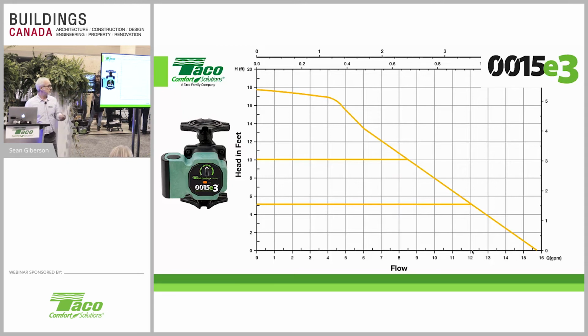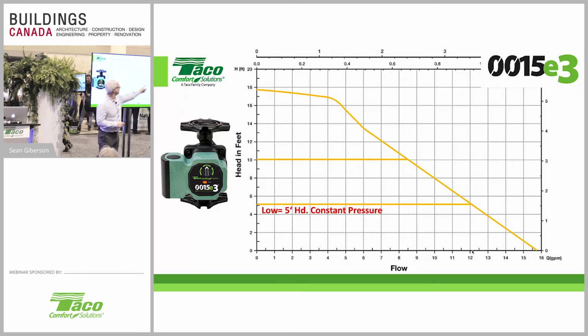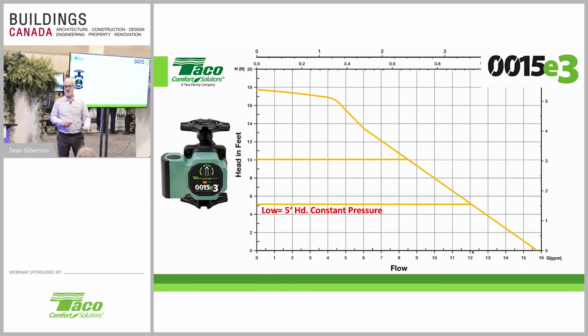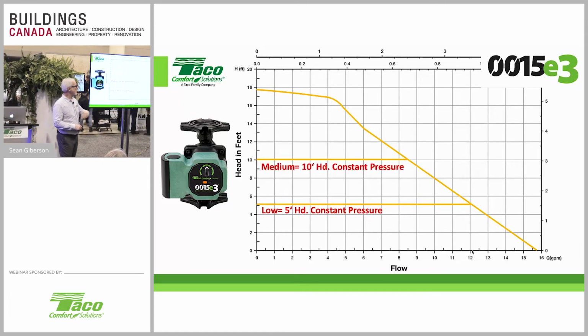In our industry here, most installers, most designers are familiar with three speeds. What if we said it's three settings? What we do here is we take a low setting, and it says, okay, that's 5 foot of head constant pressure, right? We don't get to act on just this pump curve anymore. Now we get the ability to move up and down, okay? We'll show how that happens.